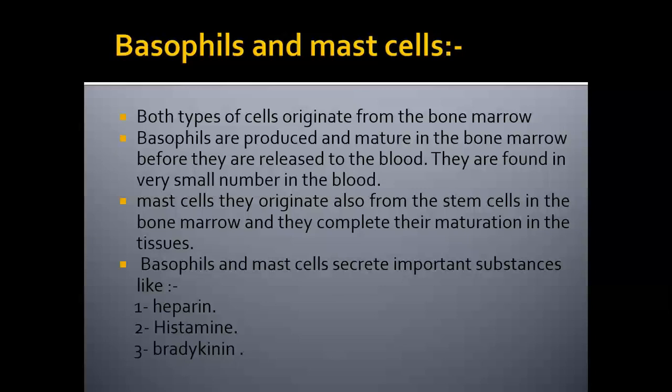Both of those two types of cells are characterized by having receptors on their surface for the IgE immunoglobulin. When the IgE immunoglobulin attaches to that receptor, it will cause destabilization of the membrane. And when the membrane becomes unstable, it will open, and the contents of those cells are going to be released. Some of these important substances that are being released are heparin, histamine, bradykinin.